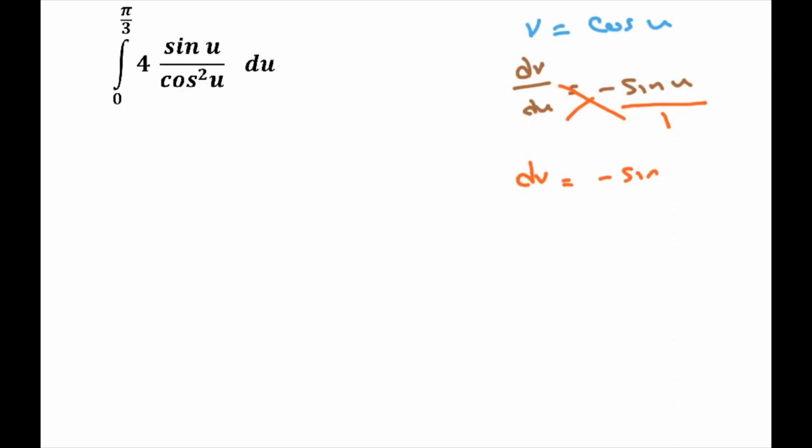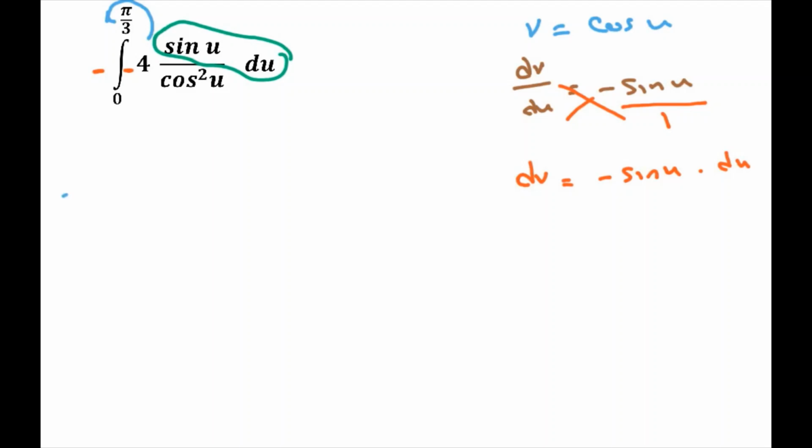So in this question, the integration of 4 sine u over cosine squared u du from 0 to pi over 3, we'll notice that the derivative of cosine is negative sine. So I can say v equals cosine u. Then dv over du will be equal to negative sine u. And if I put 1 here and cross multiply, I want dv to be by itself, so it will be negative sine u times du. So I need a negative. What I'm going to do is add a negative inside and outside. Of course, you can take the 4 out as well.